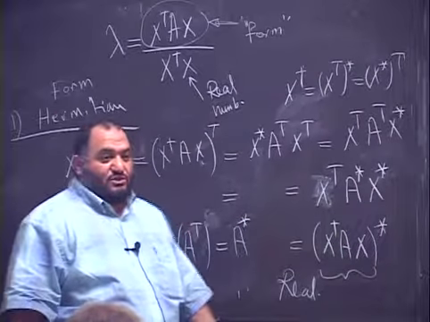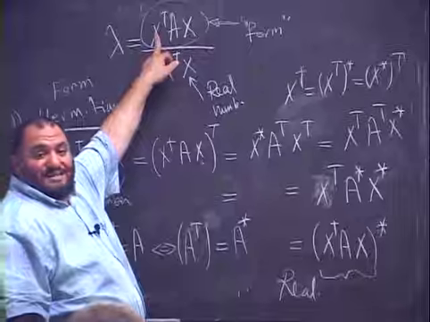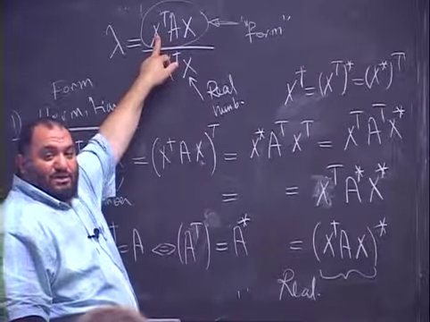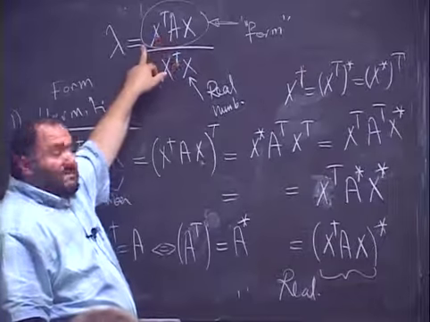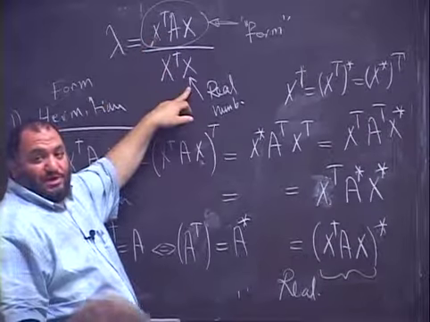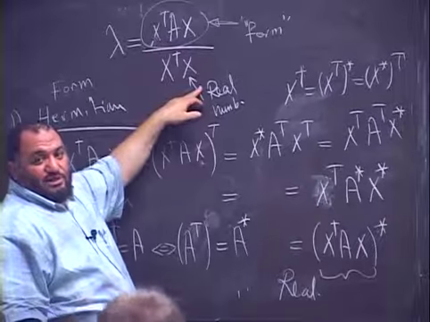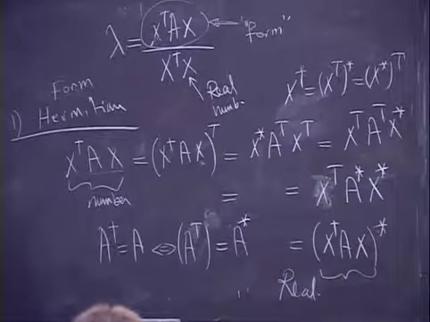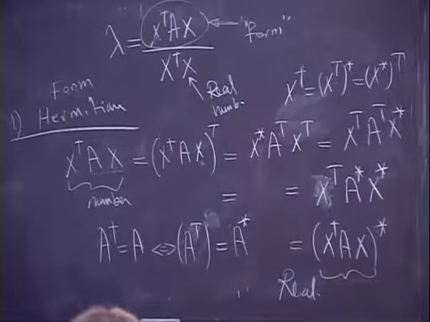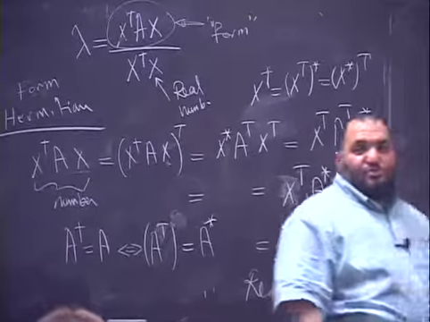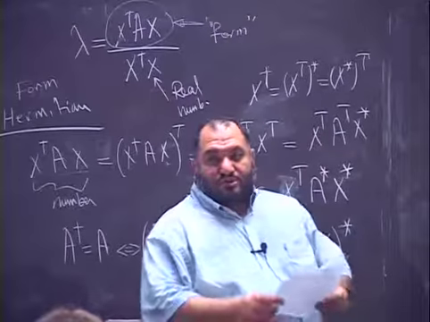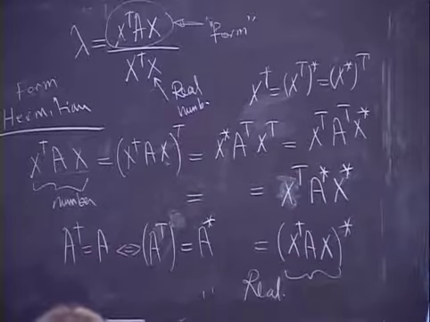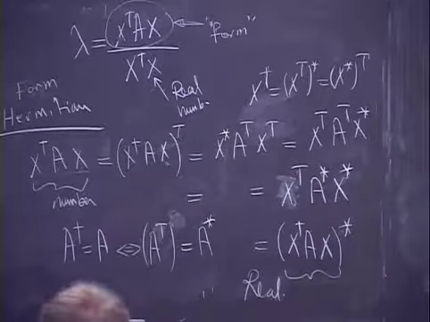So lambda will be 0 or pure imaginary. Lambda will be what? 0 over real is 0. Pure imaginary over real is pure imaginary. And this is the proof for the second one. For a skew symmetric or a skew Hermitian, it's a pure imaginary. Now we'll come up to the last one, for unitary.